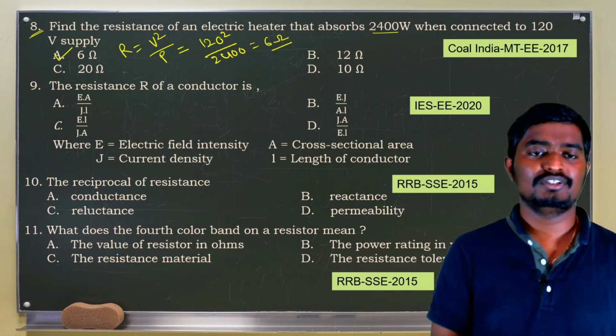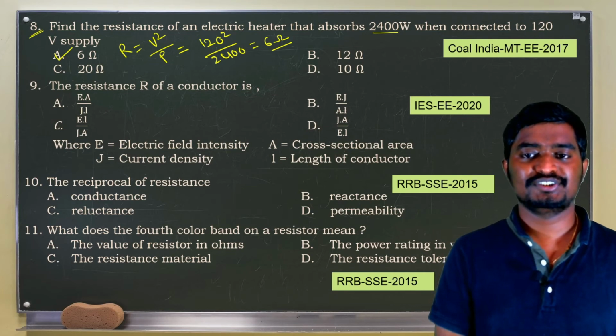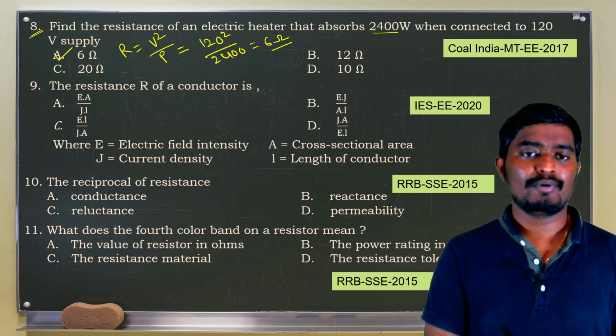Question number 9. This is a very good question which was asked in the engineering services examination in 2020. This gives the relationship between the value of resistance, which depends on physical dimensions, and the value of resistance which depends upon the operating conditions.